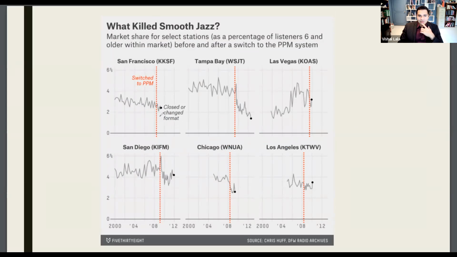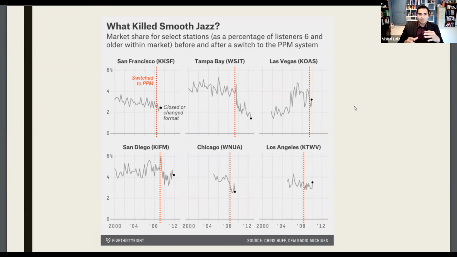After PPM was introduced in San Francisco, there's a little bit of a change here. In Tampa Bay, a big drop in jazz listening. In Vegas, about the same. In San Diego, a little bit of a drop you're seeing from up there to down here. Chicago, a bit of a drop, and then LA remaining about the same. So what we're seeing then is in many places, the switch prompted a drop in jazz listening behavior.